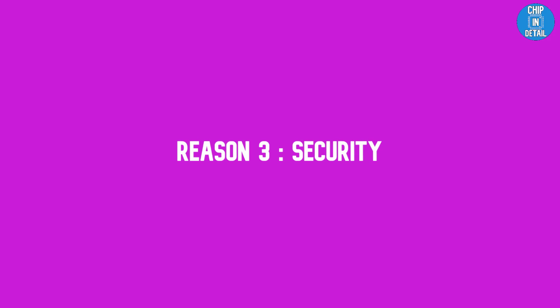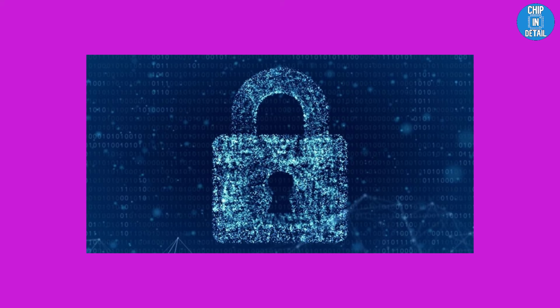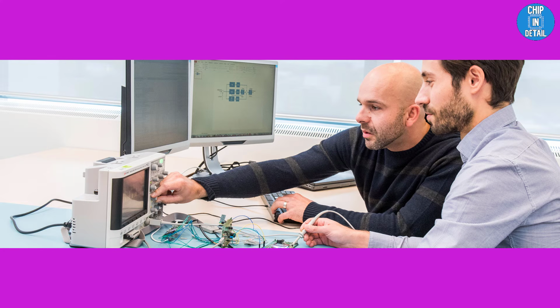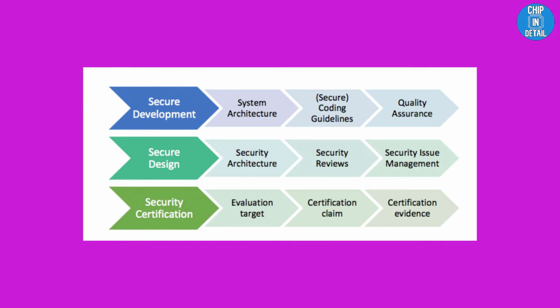Now coming to the third reason for using Zephyr RTOS, it is built from the ground up with security in mind. The Zephyr project maintains a security overview documentation which summarizes the measures taken to make the RTOS as secure as practically possible. This saves embedded developers a lot of time as they do not have to collect and potentially reverse engineer the information on their own. Zephyr RTOS provides a 3-step security improvement process. They are secure development, secure design, and security certification.